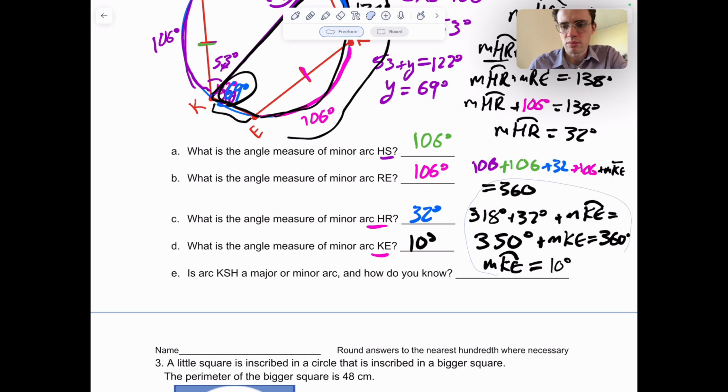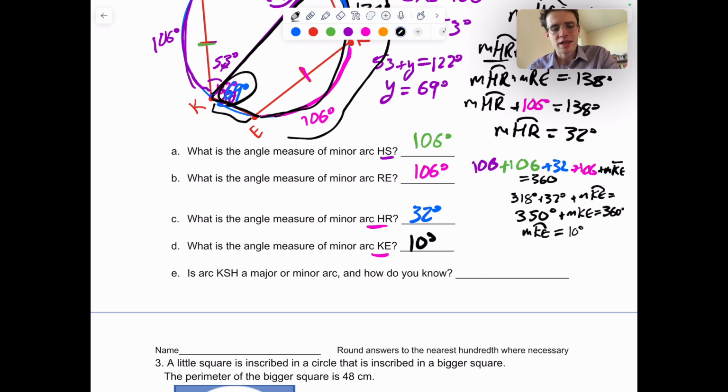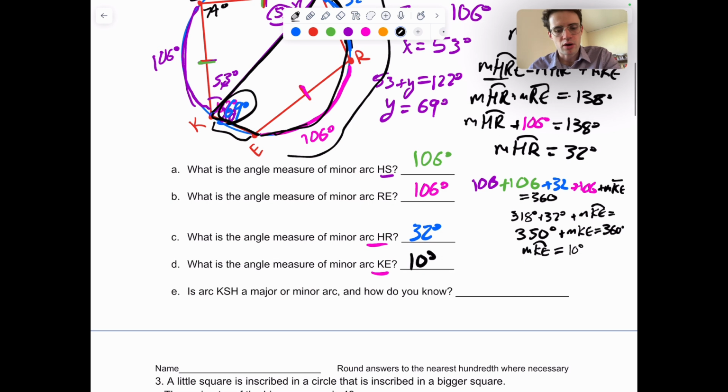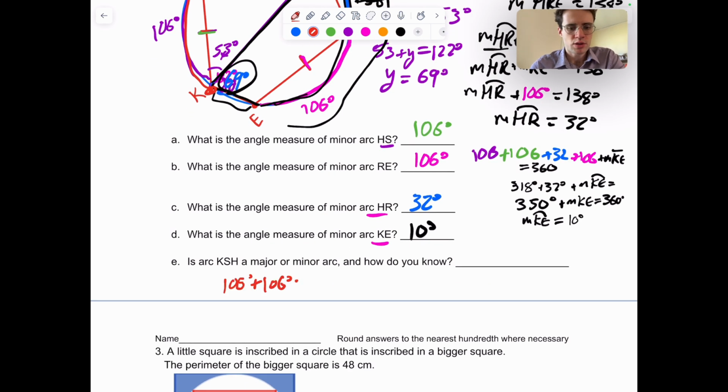Now I've taken over some of my space here, so I'll move this up. And it says, is arc KSH a major or minor arc, and how do you know? KSH goes from K to S to H. So it's 106 plus 106. So that entire arc has a measure of 212 degrees.